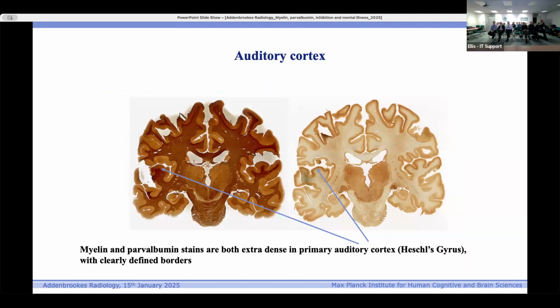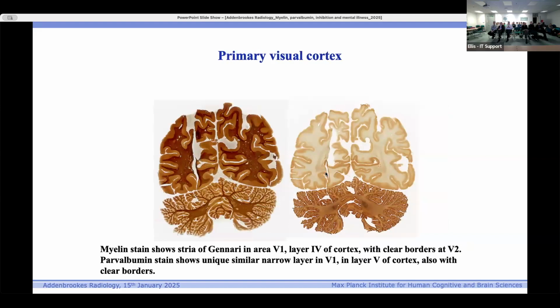But it's very clear from these maps that you can see, for instance, primary auditory cortex is heavily myelinated. That's A1 there. You can see that there's a greater density of parvalbumin in exactly the same place. The primary visual cortex has the stria of Gennari, which you can see here. And in the parvalbumin stain, it's also a higher density of parvalbumin.